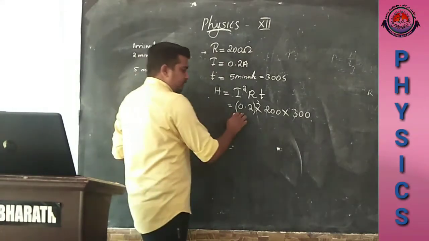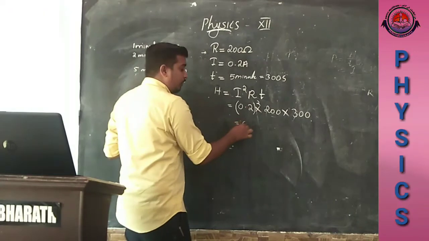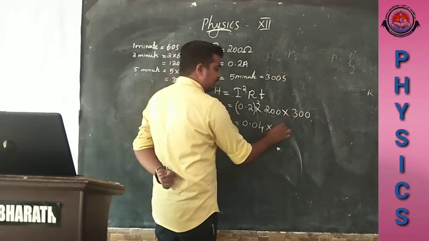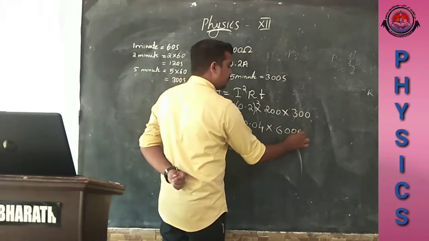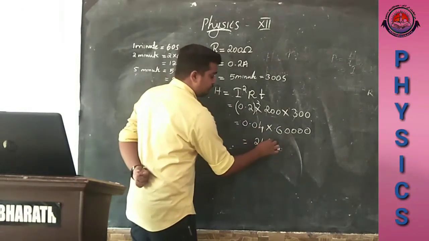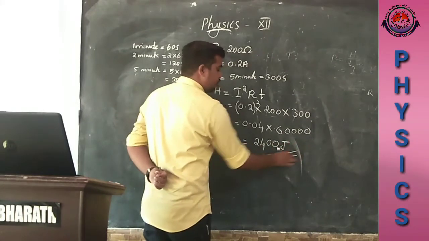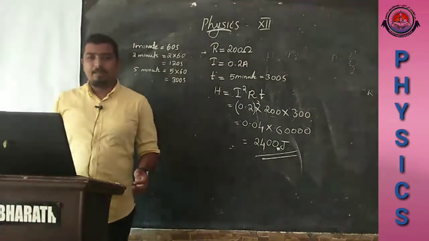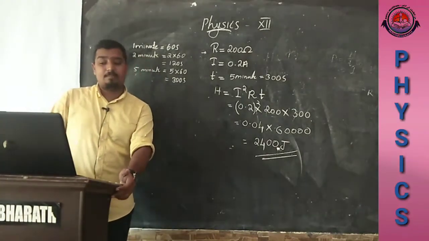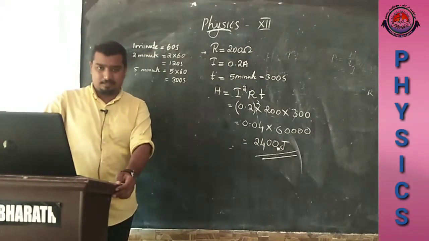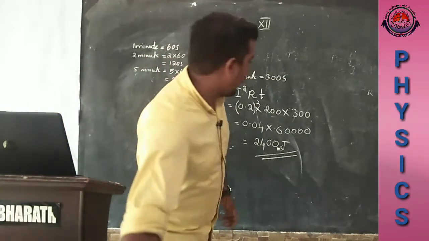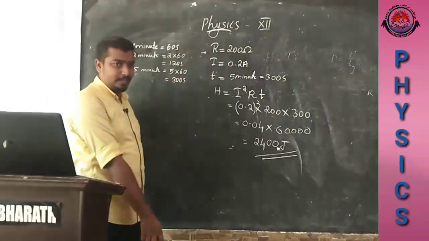What is the square of 0.2? 0.04, into 2 into 3, 6, and how many zeros? 4 zeros. Multiplying this, we get 2400 joule. This is the heat developed in the conductor. Clear? Okay, this is our first question. I hope you all understand this question. Understood? Okay.